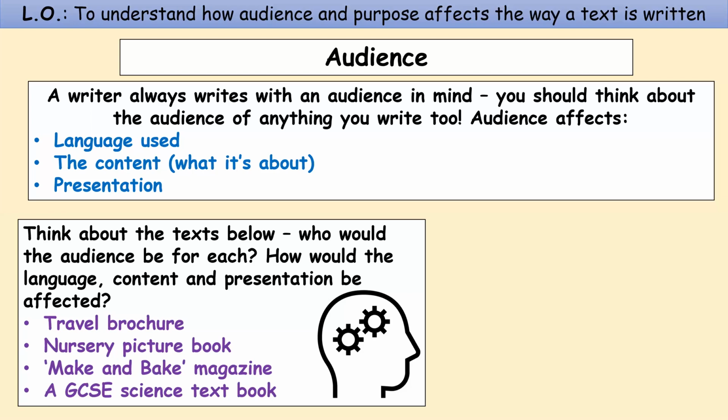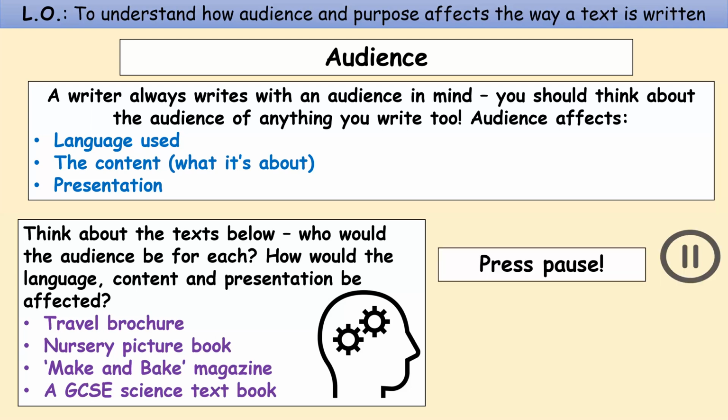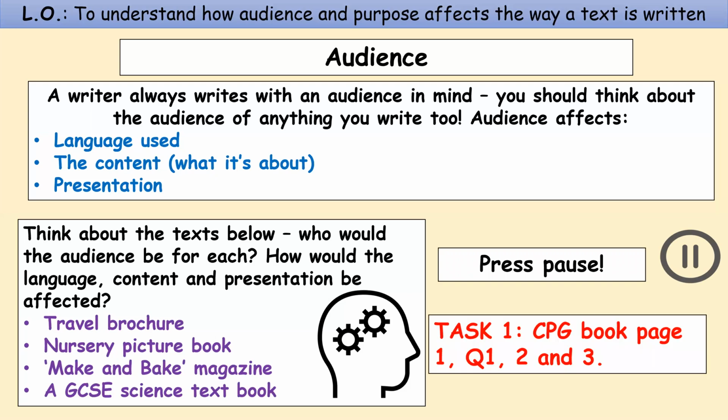So when we think about the audience of a text, we have to think about how they will view that, how they will look at that, and how they will get the information that they need, okay? So what I'd like to do now is press pause, and I'd like to have a go at page 1 of your white book and question 1, 2, and 3, okay?